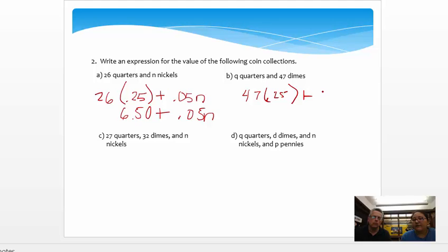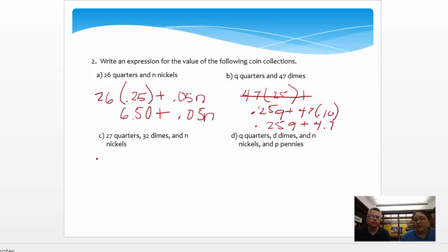So for the second one, we have 47, and then we have 0.25, and that's 47 dimes. So we have, oh, wait a minute. My bad, Mr. Miller. Here we go. So we have quarters, 0.25 q plus 47 times, in parentheses, 0.10, which is dimes. Very good. So it's going to be 0.25q, and then 47 times 0.10 would be 4.7. There we go, 4.7. Very good.